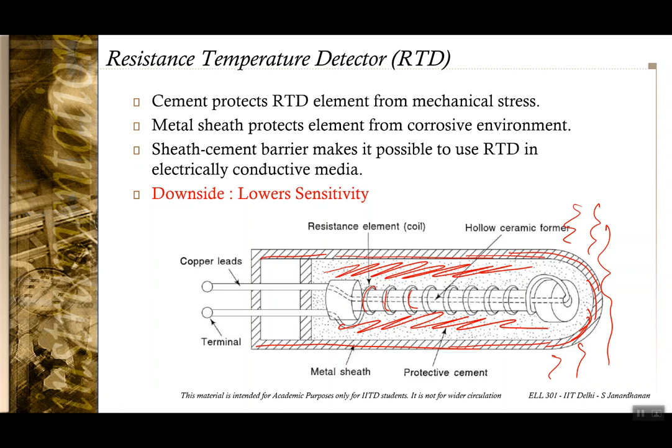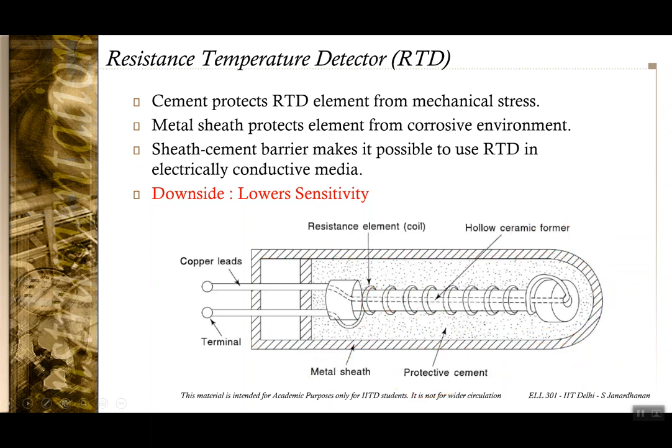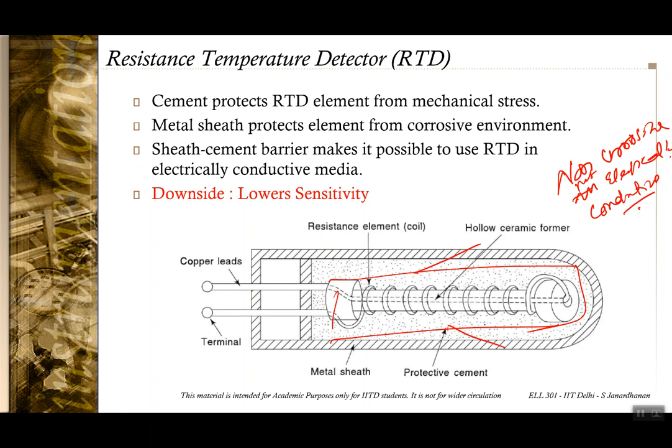However, the downside of this is that the sensitivity is definitely reduced, because this entire assembly, the cement and the metal sheath, have also to be heated up. So the sensitivity of the RTD decreases when it is used with the metal sheath and the protective cement housing. However, if it is sure that the environment in which the RTD is being used is non-corrosive and non-electrical, not electrically conductive, then we can forego this housing and directly have this RTD exposed to the temperature source, and in that case the sensitivity can be enhanced.